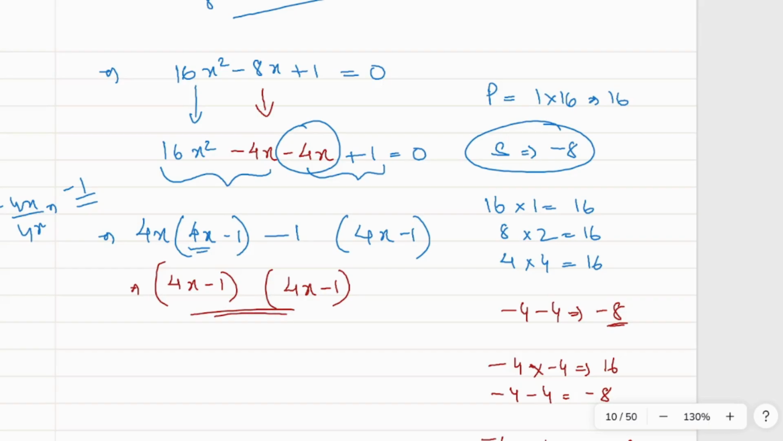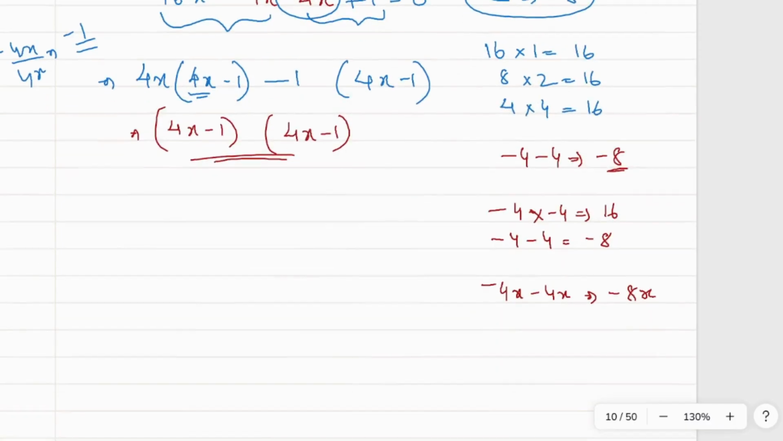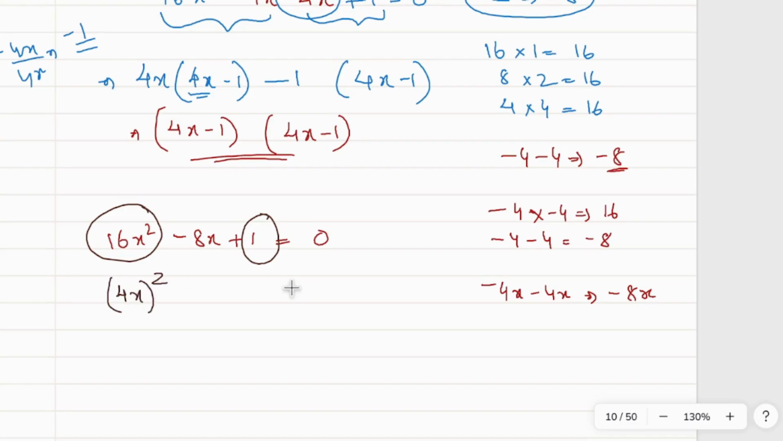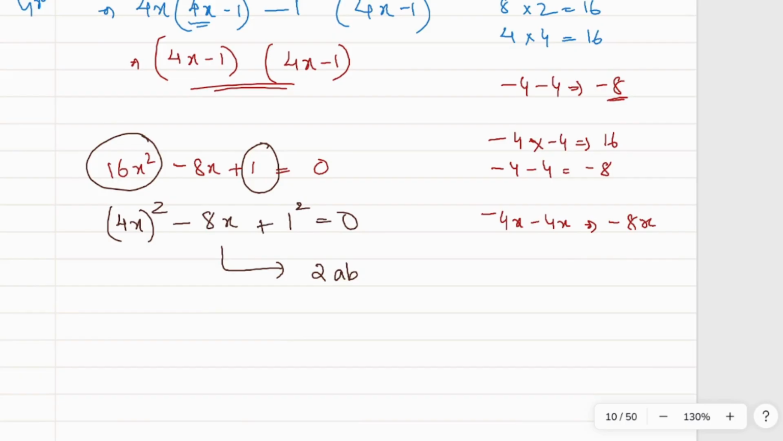Otherwise, one more thing you can see here: if you are observing the equation 16x square minus 8x plus 1 equal to 0, first check the first term and the last term, and check whether these two terms can be written as the square of any numbers. I can write 16x square as 4x the whole square, and 1 can be written as 1 square. So now I have a doubt: does it belong to any identity? The middle term is minus 8x, right? So this is of the form 2ab, right?